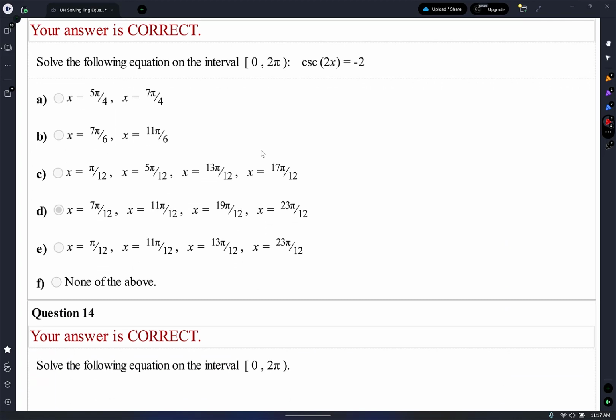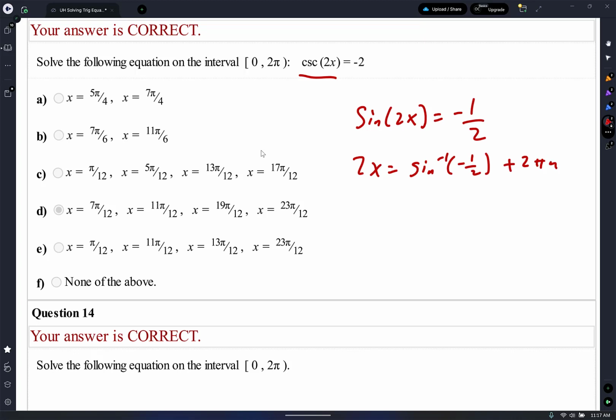Okay, so I'm going to do the Ruiz method. As soon as they see cosecant, they like to turn that into sine, which I actually like. That's actually the preferred method. So I'm going to turn that into a sine. I'm going to write sine 2x equals -1/2. I just took the reciprocal. And before I do it, well, I guess we can do the arc sine. So write 2x equals arc sine of -1/2 plus 2 pi n.